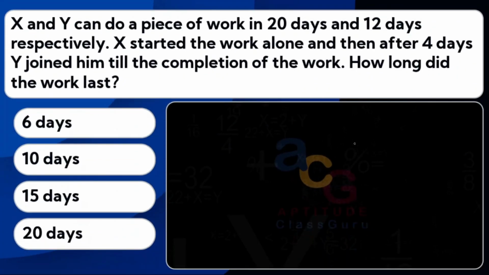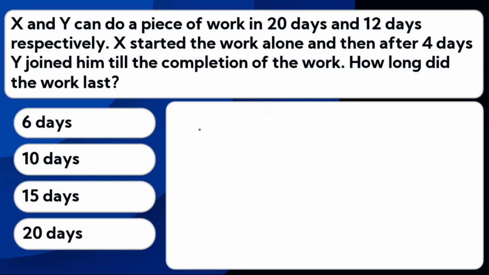Just look at the next problem. X and Y can do a piece of work in 20 days and 12 days respectively. X starts the work alone and then after 4 days Y joins him till the completion of the work. How long did the work last? Which is nothing but in how many days the work will be completed, he is asking. Just look at it. The work done by X is 1 by 20 per day, and by Y it is 1 by 12.